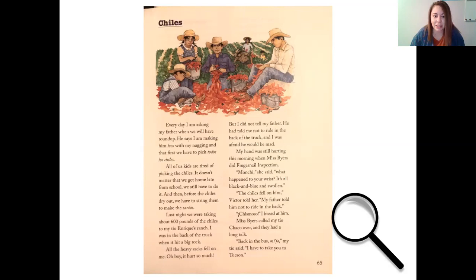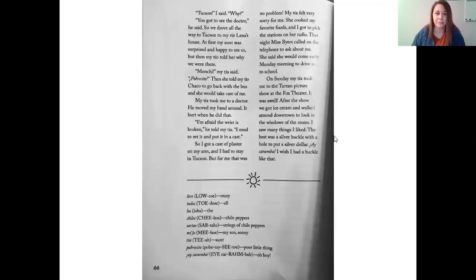Miss Byers called my tío Chaco over, and they had a long talk. Back in the bus, mijo, my tío said. I have to take you to Tucson. Tucson, I said. You got to see the doctor, he said. So we drove all the way to Tucson to my tia Lena's house. At first, my aunt was surprised and happy to see us, but then my tío told her why we were there. Monchi, my tia said. Pobrecito. She told my tío Chaco to go back with the bus and she would take care of me.